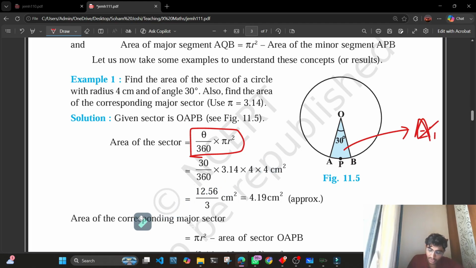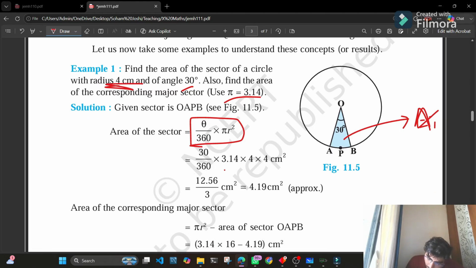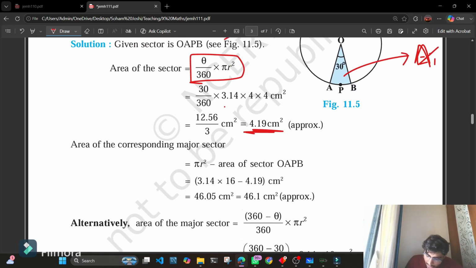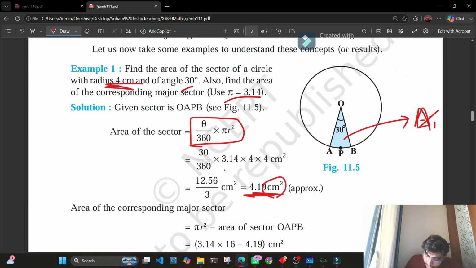So we'll just substitute the values. That is, theta is equal to 30 degrees. 30 degrees upon 360 degrees into, we are given the value of pi, that is 3.14, into 3.14 into 4 into 4, because the radius of the circle is 4 centimeter. That comes up to 4.19 centimeter square approximately, as it is the area. Its unit is centimeter square.